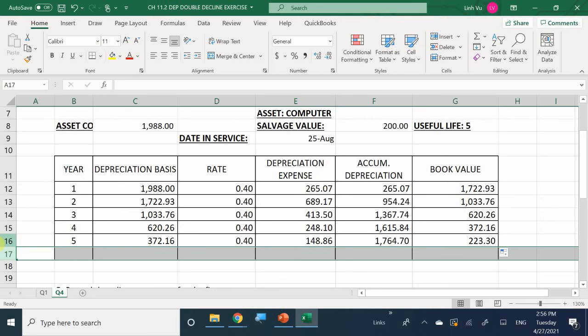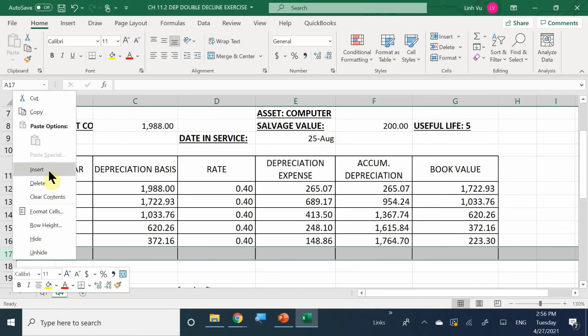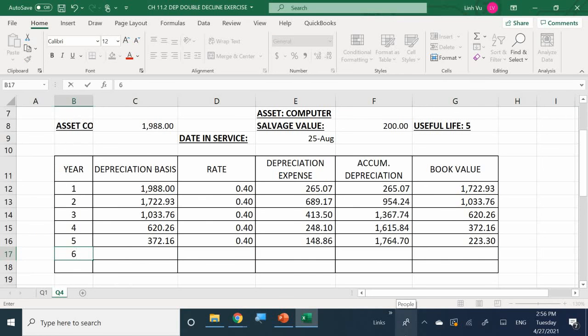So in this case, we can depreciate it for the 6th year. So I'm going to go ahead and add another row here. Insert. So 6, right? Let's proceed just as normal. What's my depreciation basis going to be for year 6? Because I still got 8 months remaining. 223.30. Perfect. Good.